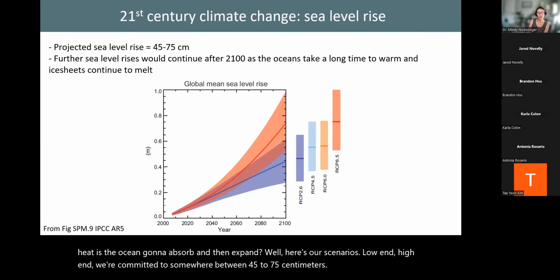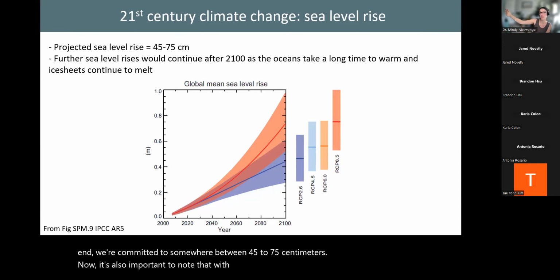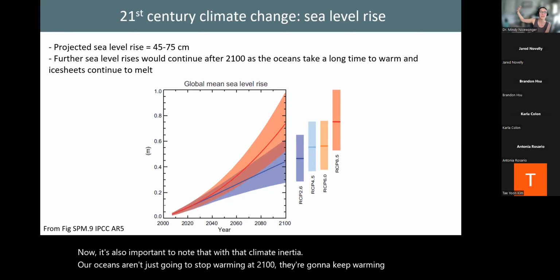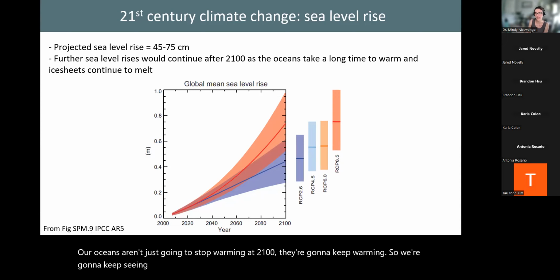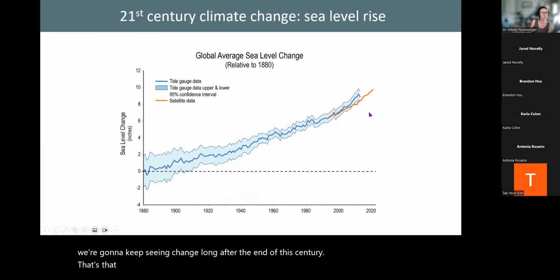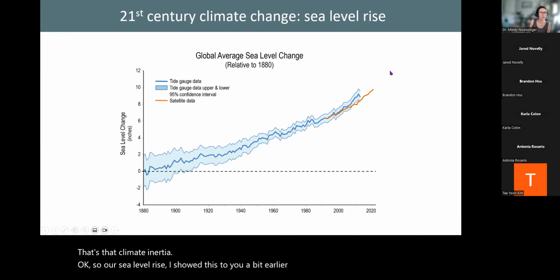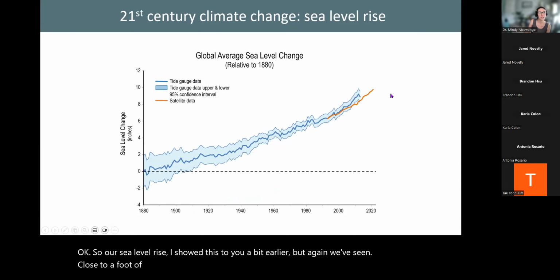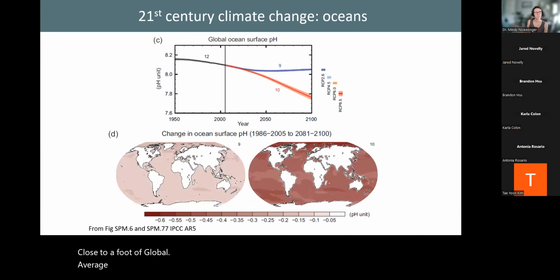Now, it's also important to note that with that climate inertia, our oceans aren't just going to stop warming at 2100. They're going to keep warming. So we're going to keep seeing change long after the end of the century. That's that climate inertia. Okay, so our sea level rise, I showed this to you a bit earlier, but again, we've seen close to a foot of global average sea level rise.